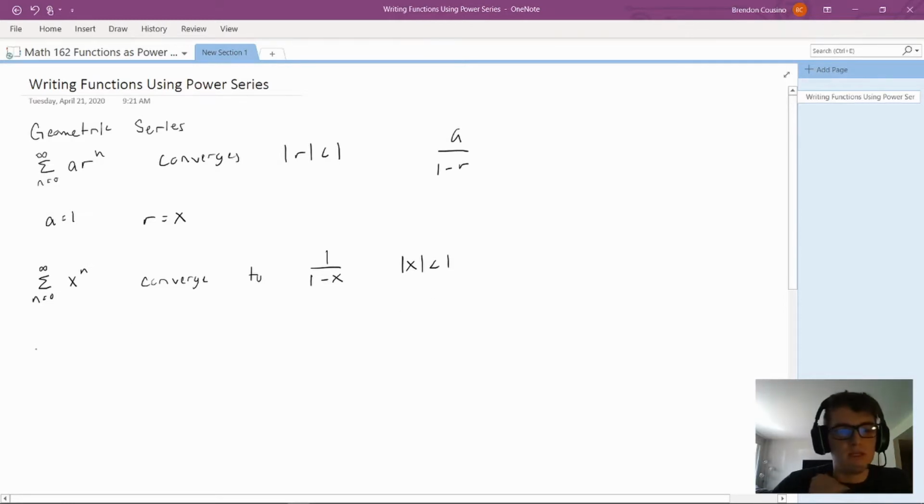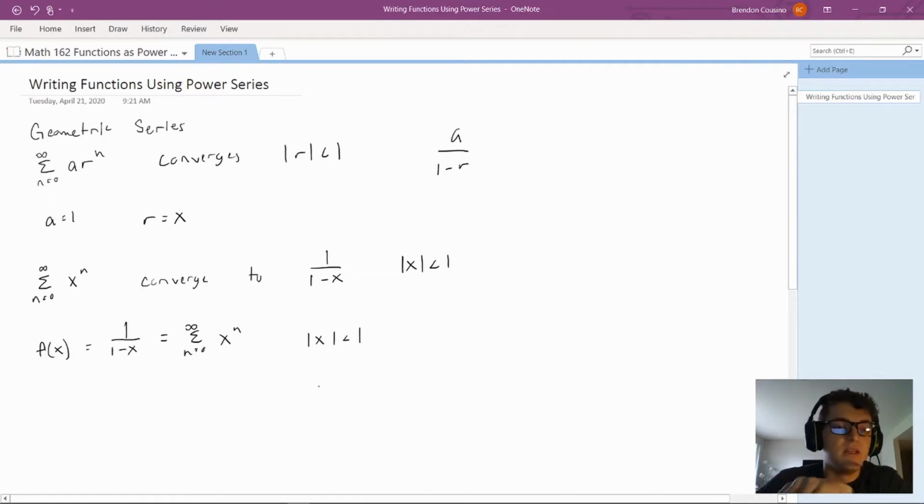So basically what we're saying is if I have the function f of x equals 1 over 1 minus x, this is equal to the power series as n goes from 0 to infinity of x to the n. But it's only true when the absolute value of x is less than 1. The reason is that if the absolute value of x is not less than 1, then our power series diverges and we don't get it to converge to this function.